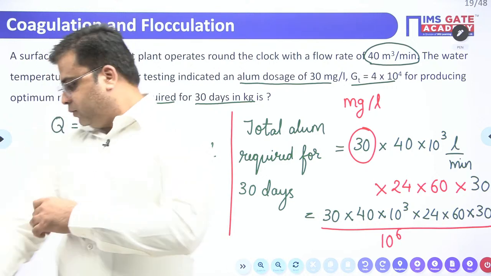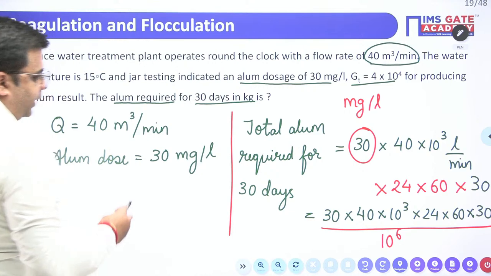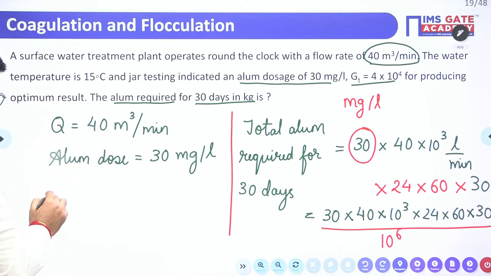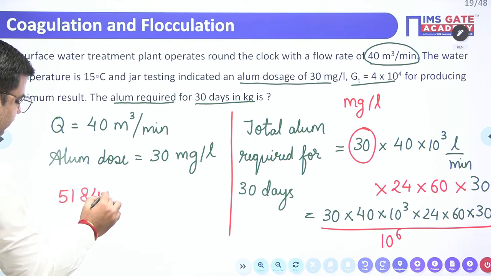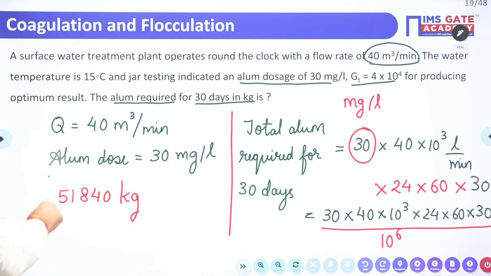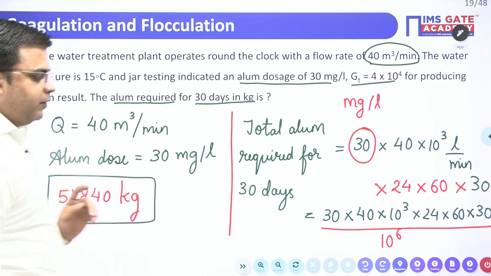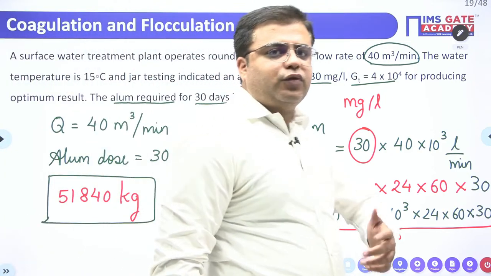What will be the final answer of alum required? So the final answer for alum required is 51840 kgs. So this is the final answer for alum required. This is the total amount of alum which is required for treating this water for 30 days.